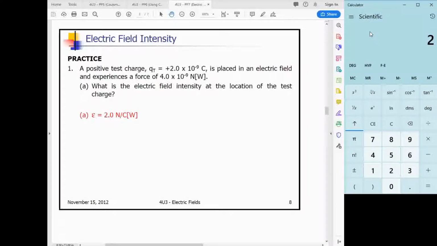So if you thought of it as an acceleration, if we're experiencing a force of 4 newtons to the west, and our mass was 2 kilograms, then we must have an acceleration of 2 newtons per kilogram, or 2 meters per second squared would be our acceleration.